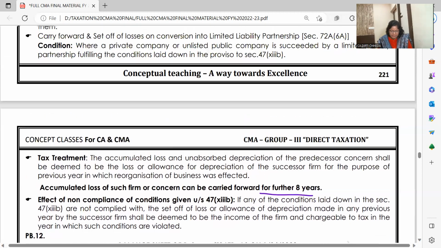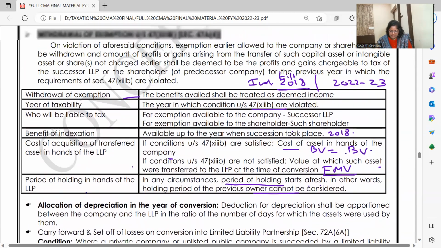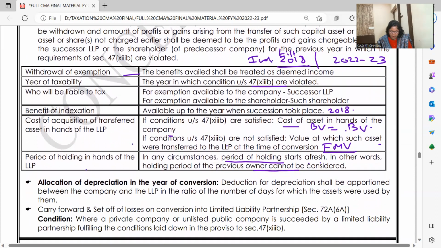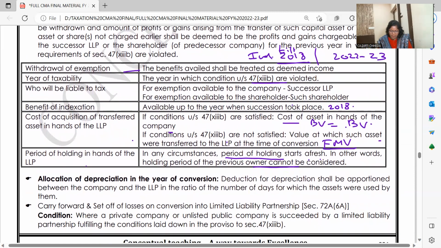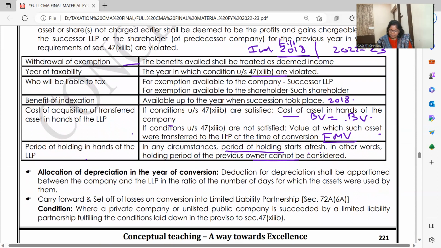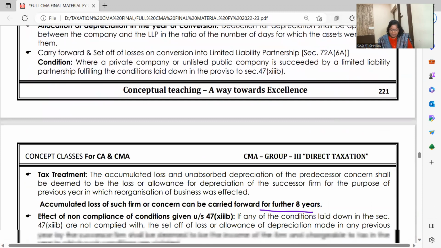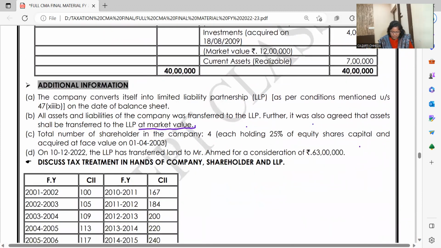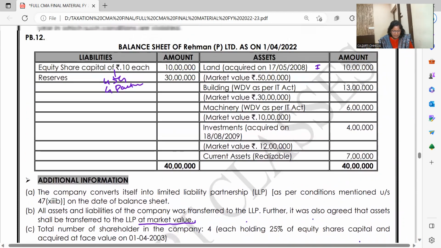What is taxable in the hands of the shareholder? 1 minute. Here, routine, all the taxes are paid by the LLP, because the company is closed, the private limited is closed, so the LLP will pay the tax.